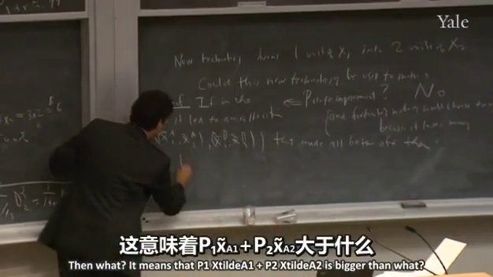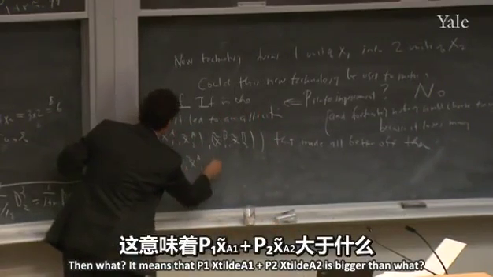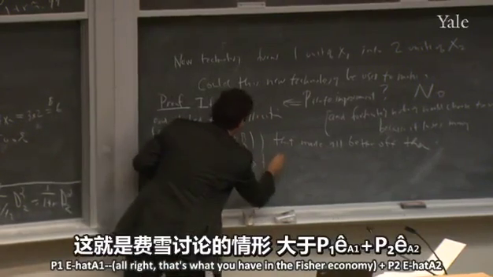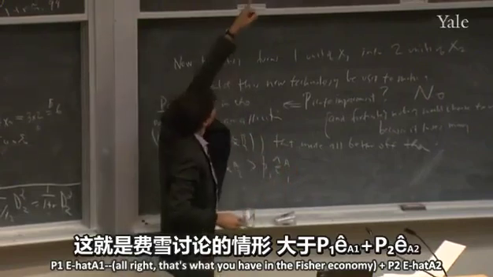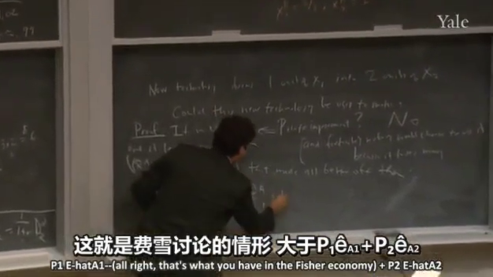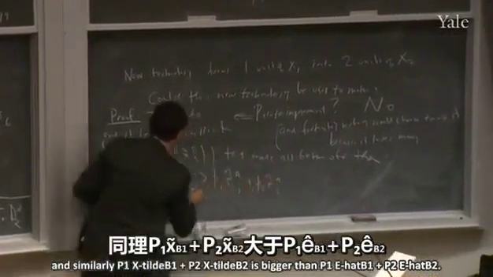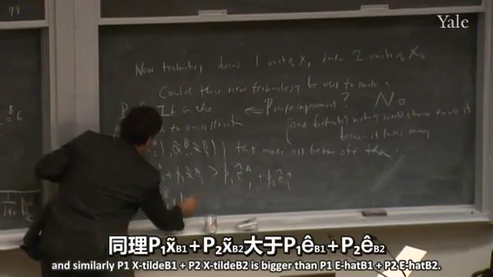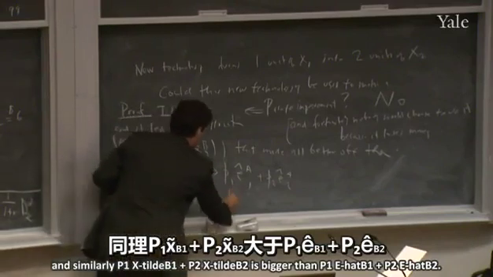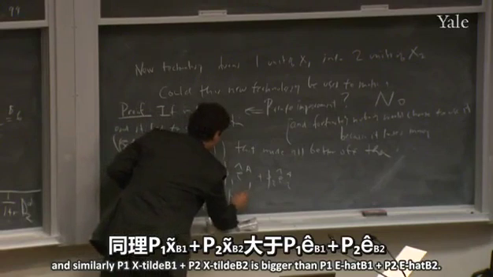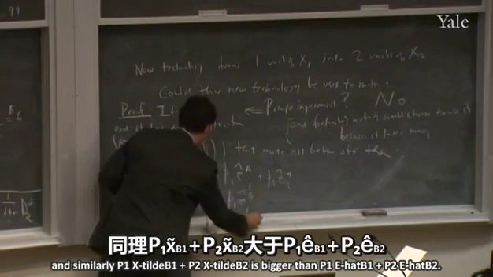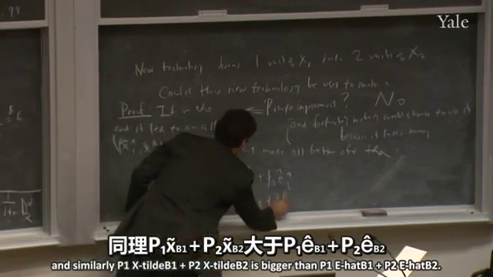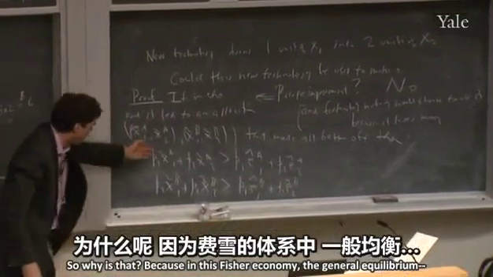Then what? It means that P1 x twiddle A1 plus P2 x twiddle A2 is bigger than what? P1 E hat A1, right? That's what you have in the Fisher economy, plus P2 E hat A2. And similarly, P1 x twiddle B1 plus P2 x twiddle B2 is bigger than P1 E hat B1 plus P2 E hat B2. Okay, so why is that?